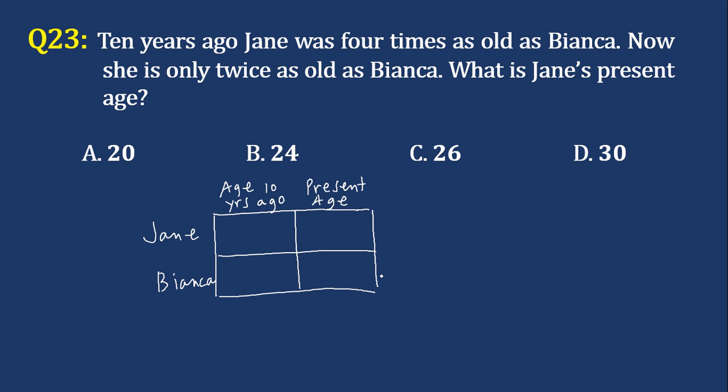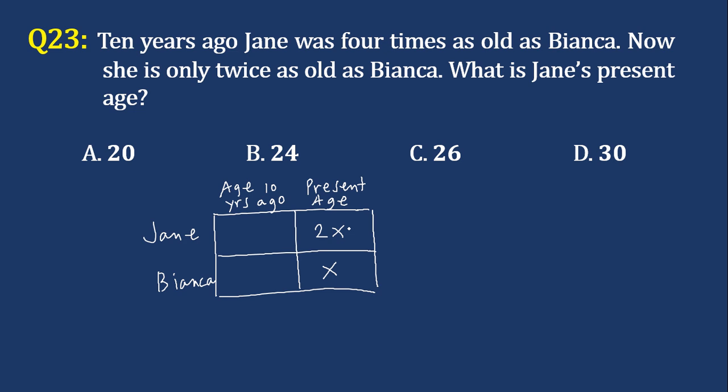According to the second sentence, for the present age, Jane is only twice as old as Bianca. So the pronoun she here refers to Jane. So Jane is only twice as old as Bianca. So if we represent the present age of Bianca by x, then Jane's present age is 2x, right?